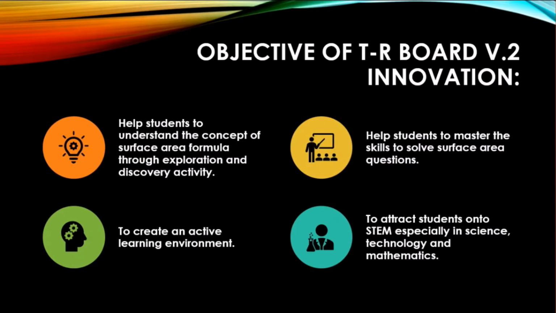The objectives of TR Board version 2 innovation are: Number 1, help students to understand the concept of surface area through exploration and discovery activities. 2, to help students to master the skill in solving surface area questions accurately. Number 3, to create an active learning environment where students can explore the formula of surface area through hands-on activities. And lastly, to attract students onto STEM, especially on science, technology, and mathematics.